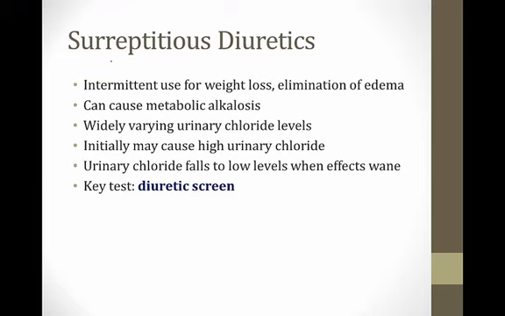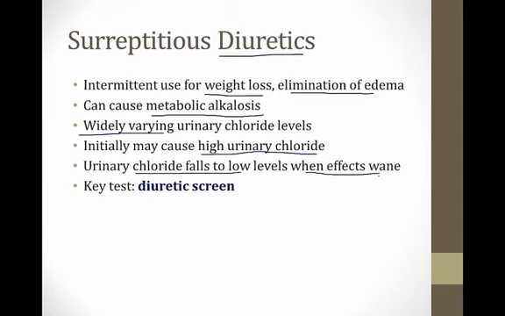The word surreptitious, if you don't know, means secret, and just like patients can engage in surreptitious or secret vomiting, they can also sometimes engage in the surreptitious use of diuretics. This is sometimes done in order to lose weight or to eliminate edema. And as we talked about earlier, diuretics can lead to a metabolic alkalosis. In the setting of the surreptitious use of diuretics, the urinary chloride level can vary widely. Initially, after patients take a diuretic, their urinary chloride level becomes high. That's because diuretics inhibit the reabsorption of sodium and chloride, and thus there will be more chloride in the urine. However, these patients often take the diuretics intermittently, and when they stop taking them, the urinary chloride level falls to low levels and the effects of the diuretic begin to wane.